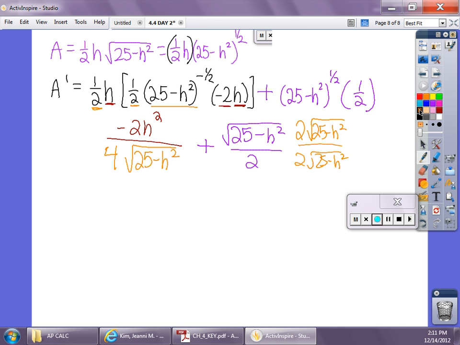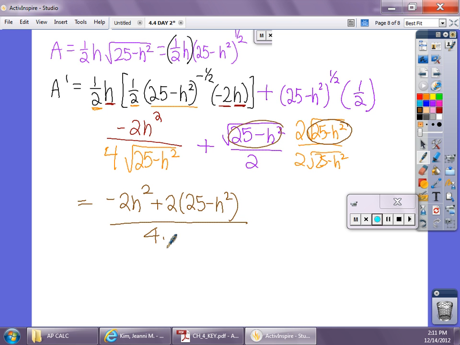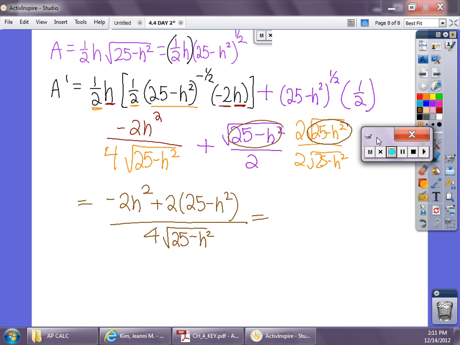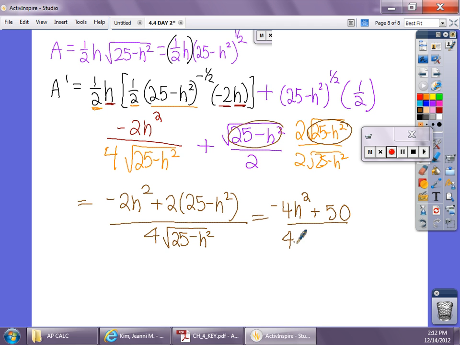We end up with negative 2h squared plus 2 times 25 minus h squared. The square root of this times the square root of this just cancels the square root for you. Divided by the common denominator, which is 25 minus h squared. So let's simplify this as much as we can. We get in the numerator, it looks like negative 4h squared plus 50. The denominator is 4 square root of 25 minus h squared.